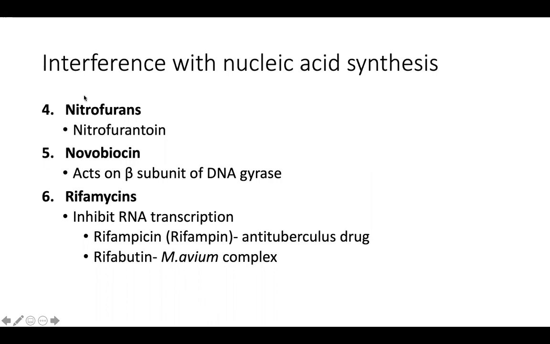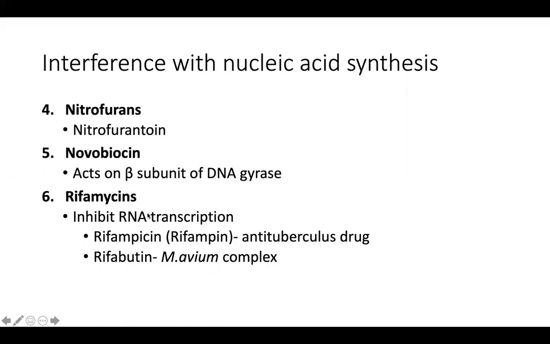Then we have others, the nitrofurans. An example is nitrofurantoin. We have novobiocin, which acts on the beta subunit of DNA gyrase. This you also come across in bacteriology. It's very toxic for systemic use, so it's used topically, but it is also important to us in bacteriology because it helps in the identification of species in the genus Staphylococcus, as you shall learn when you look at the staphylococci.